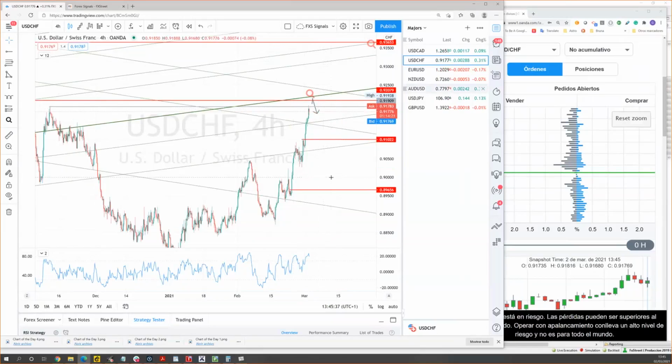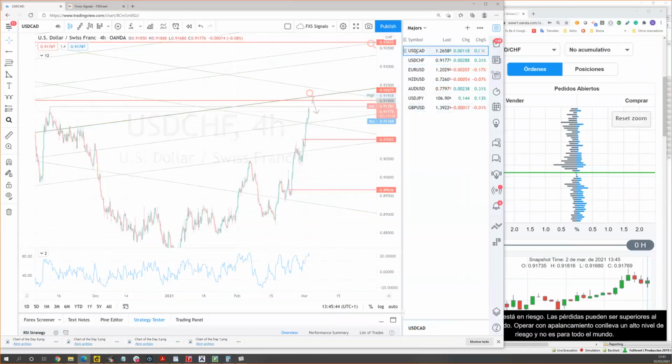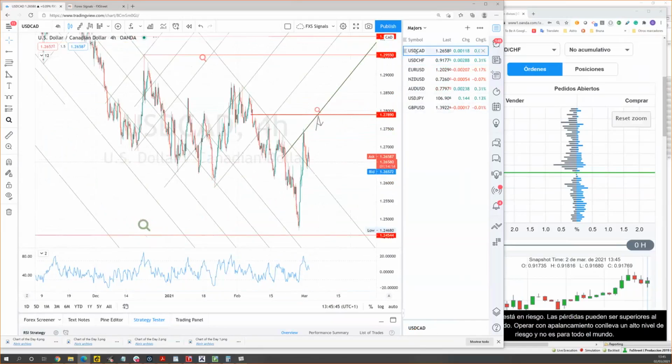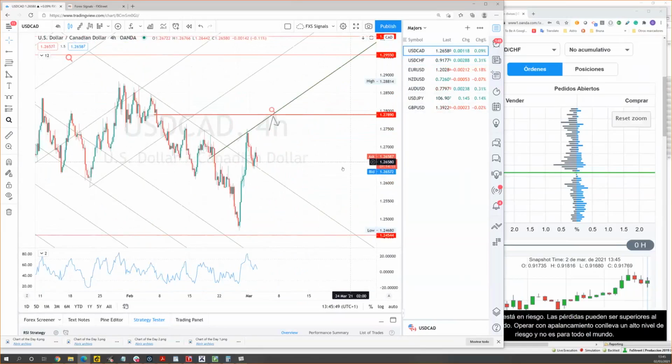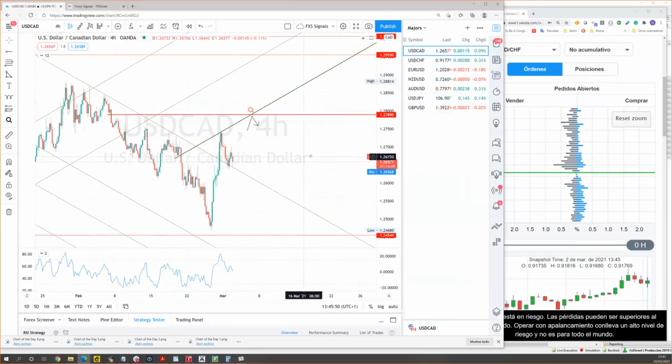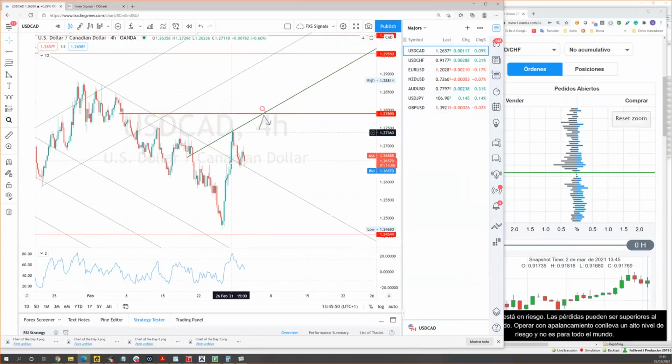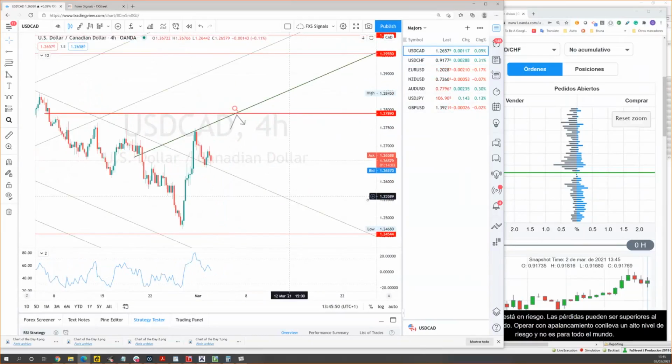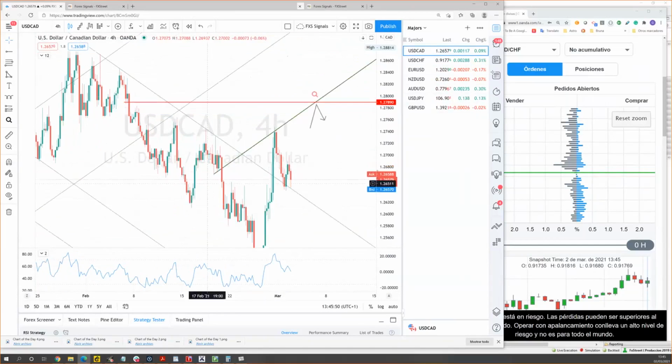Let's move to the next one, dollar Canadian. We had a sell as well. This one is further away from where we are now. We already reacted to some interesting levels. Here, for instance, you have an example of this polarity change, but in this case dynamically.